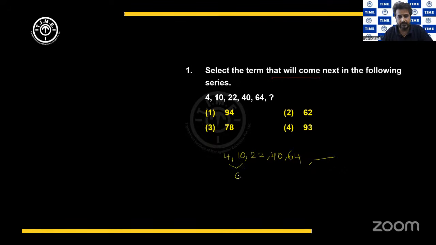Difference between 4 and 10 is 6. 10 and 22 is 12. 22 and 40 is 18. 40 and 64 is 24. So these numbers 6, 12, 18, 24 are multiples of 6. 6 ones, 6 twos, 6 threes, 6 fours. So next will be 6 fives. So 6 fives are 30. So 64 plus 30 is 94.